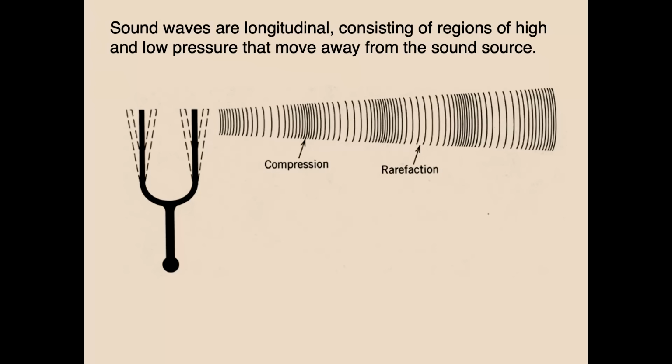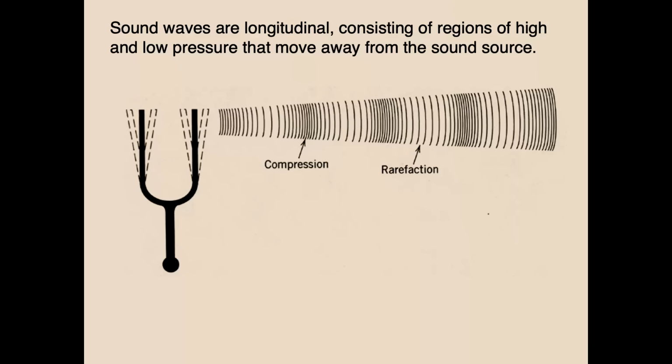Sound waves are longitudinal. That means they consist of regions of high and low pressure that move away from the sound source. Here we have a tuning fork that's been whacked, so it's vibrating. And there'll be this longitudinal wave that moves away from it with regions of compression and rarefaction.